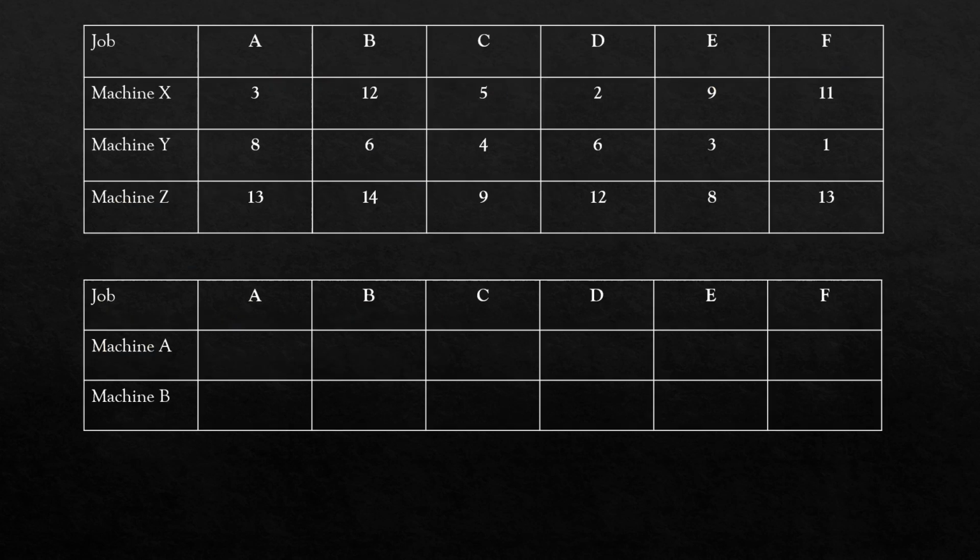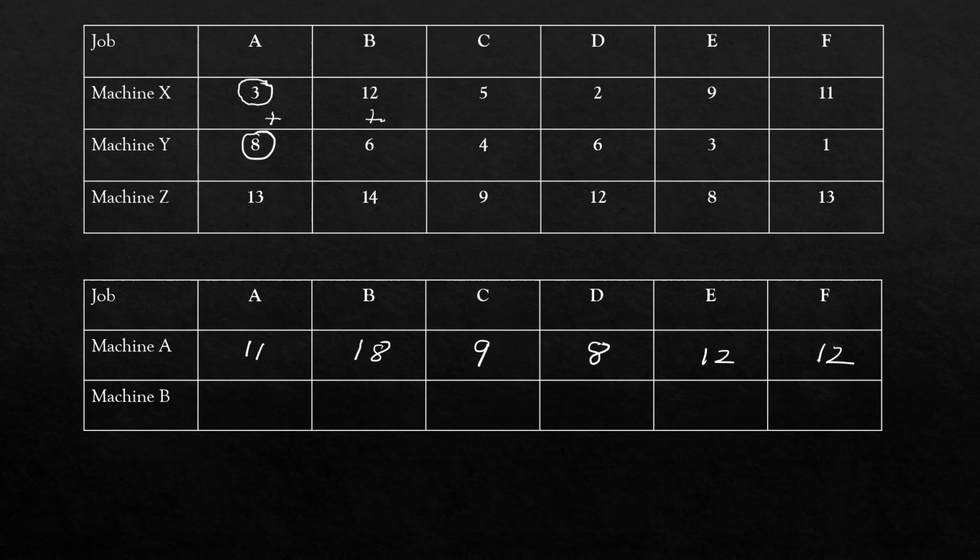So for machine A, time for processing job A will be 3 plus 8, that is 11. Similarly, 12 plus 6 is 18. 5 plus 4 is 9. 6 plus 2 is 8. Then 9, 10, 11, 12, and 11, 12.